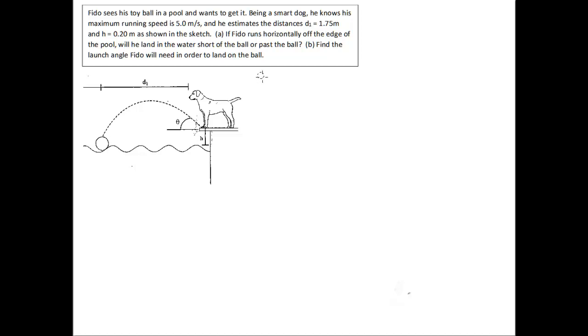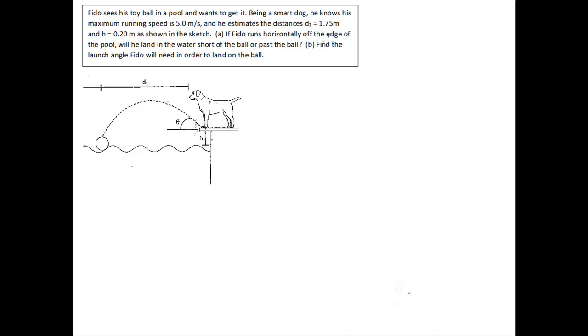Fido sees his toy ball in a pool and wants to get it. Being a smart dog, he knows his maximum running speed is 5 meters per second, and he estimates the distances shown in the sketch, d1 of 1.75 meters, and h, which is the height that the edge of the pool is above the water, as 0.2 meters.